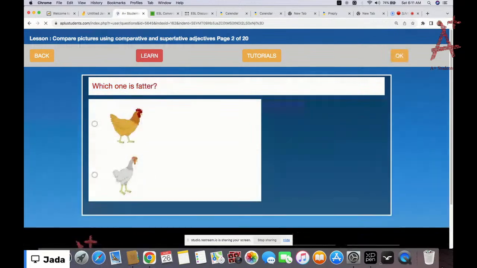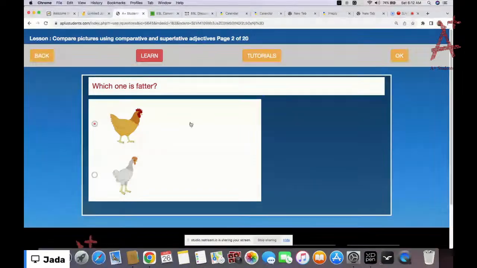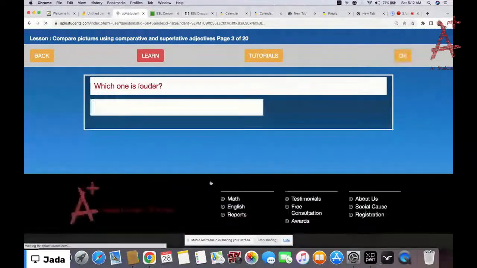Now the second one says which one is fatter? Is it the first or the second one? So we have the first one is fatter. The second one is not fatter. Okay, it's slimmer.